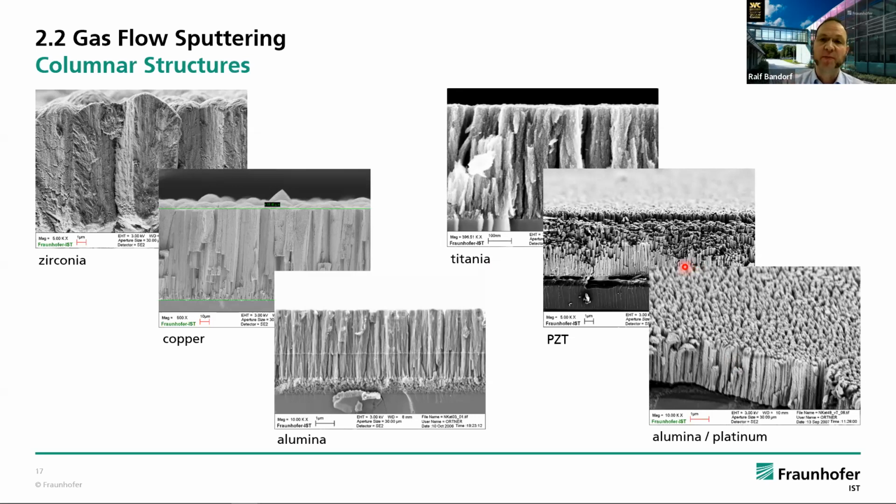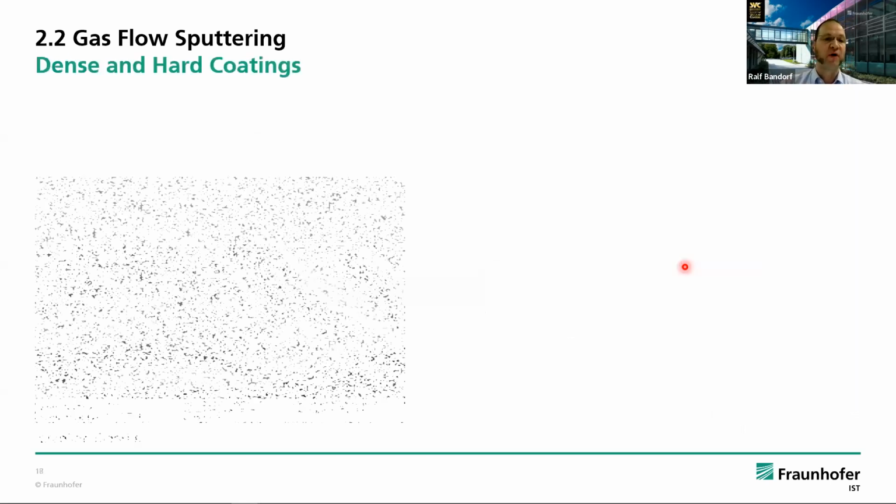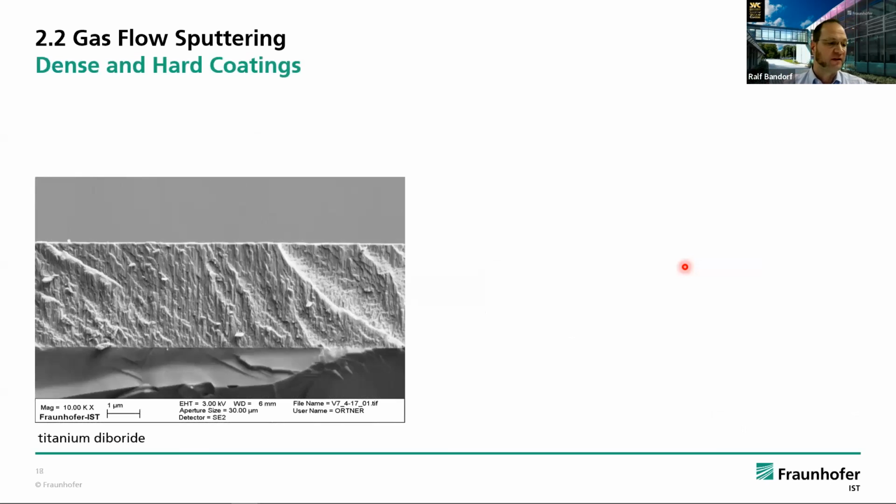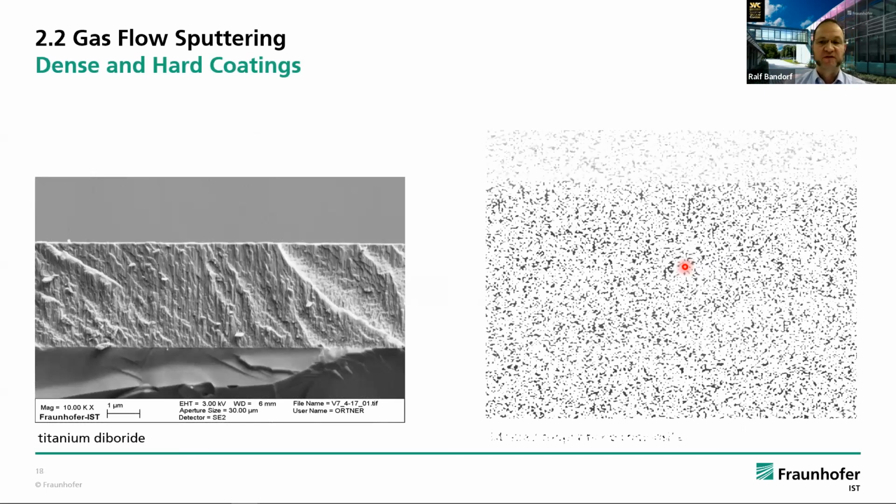But you can also do the opposite. You can go for very dense coatings, densification of the coating, in that case by additional applied bias towards the substrate.